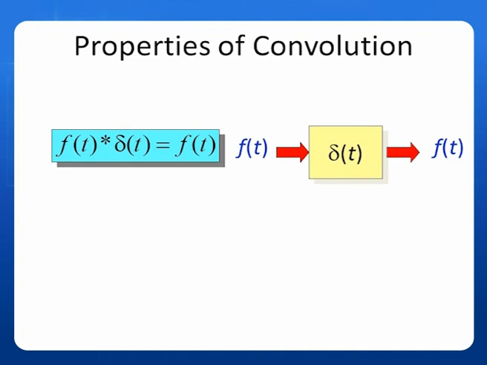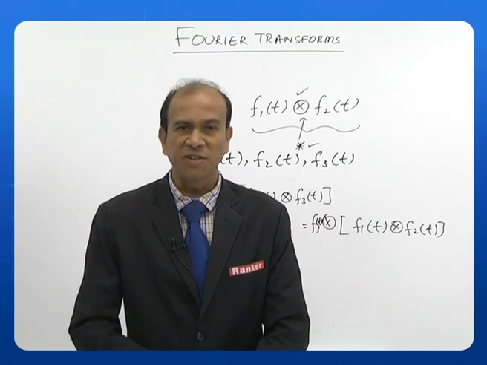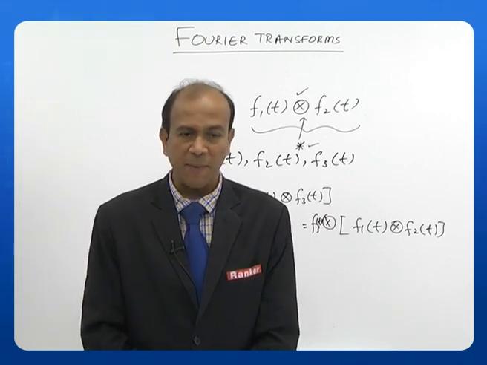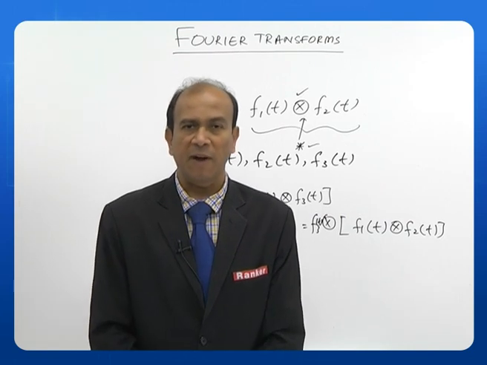So if you see here, diagrammatically, pictorially we have represented that f of t when convolved with delta of t will result in the same function. So, what will happen if the function is shifted? Let us say the delta function is shifted by a factor T, then the resulting function also will be shifted by the same factor: f of t minus T.